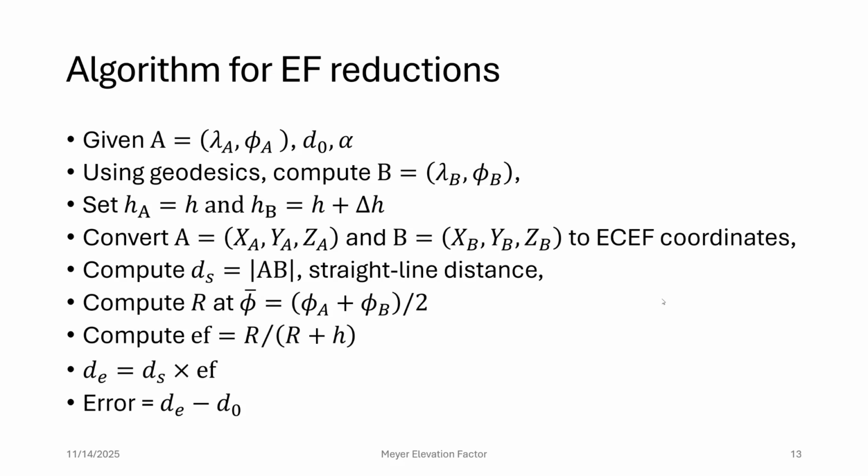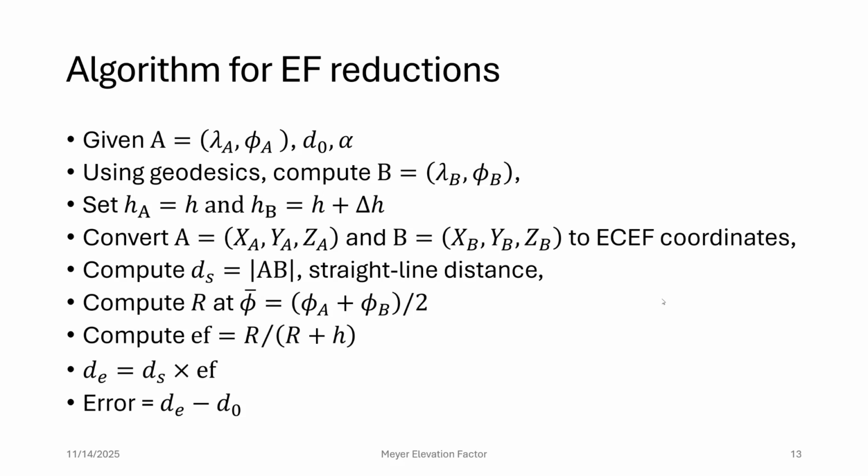in longitude, latitude, and height coordinates, so we will just convert those to XYZ geocentric Cartesian coordinates in the usual way. We can then calculate the slope distance, which is just the straight line distance between A and B in these Cartesian coordinates, using the three-dimensional version of Pythagoras' formula. Then we will compute the Gaussian radius of curvature R at the average of the latitudes of the two stations. And from that, we will compute the elevation factor as usual.